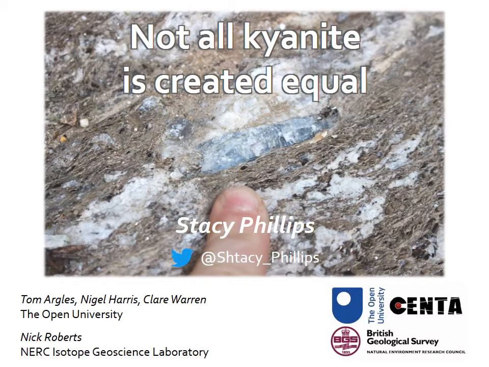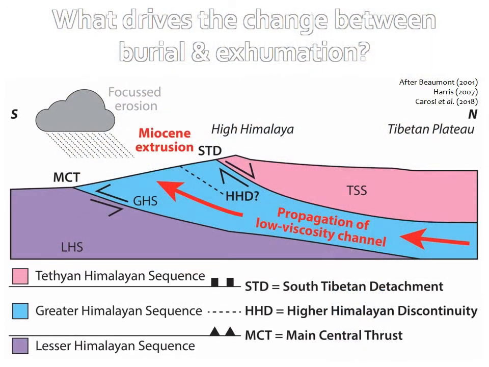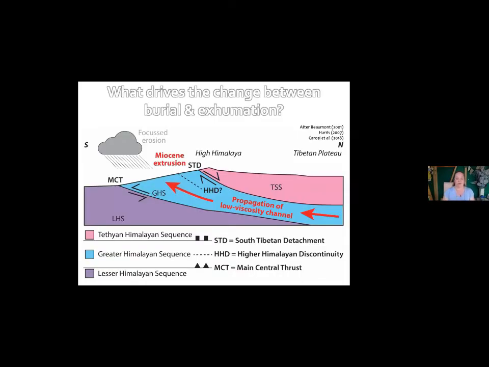There's a number of different tectonic models that have been put forward to describe this. In the classic channel flow model, when we bury our rocks, we get them to temperatures and pressures where we can melt them. And once we've melted them, then we've created the low viscosity channel for our metamorphic core of our mountain range. That's the blue unit here, the Greater Himalayan sequence. And this low viscosity channel can then be driven up towards the surface. And that's how we change from burial to exhumation.